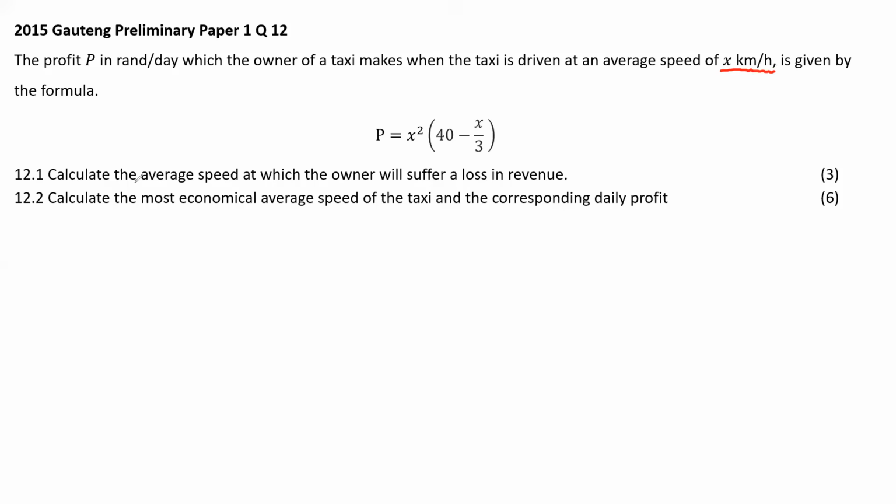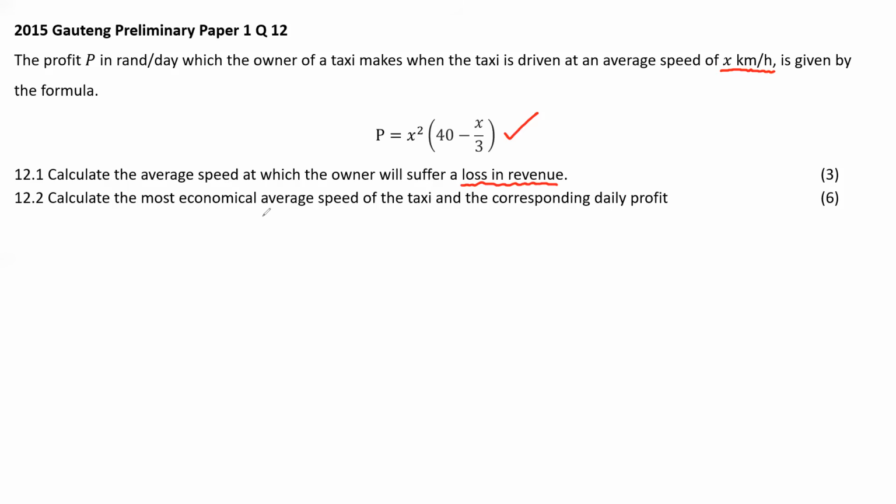And then the first one says 12.1, calculate the average speed at which the owner will make or will suffer a loss in revenue. All right. Will suffer a loss in revenue. Now let's think English, translate English into maths. The profit is given by this formula. And if the owner is to suffer a loss in revenue, that means he does not make positive numbers. He doesn't make positive profit. The profit is less than 0.